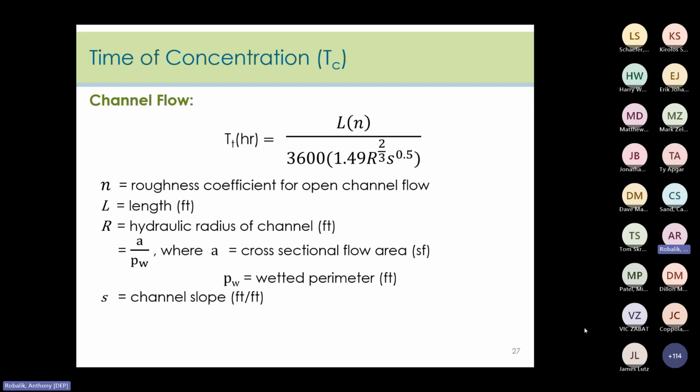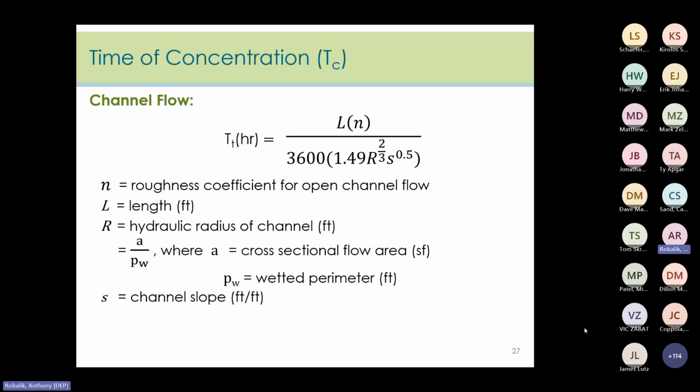So the last travel time we need to calculate is for open channel flow. For this calculation, we need the length of this segment, the roughness coefficient for open channel flow, which is different from the other Manning's N value that we previously covered, the hydraulic radius, and the channel slope. And Manning's N values for open channel flow can be obtained typically from standard hydraulics textbooks. We don't have anything published in our B&P manual on that.